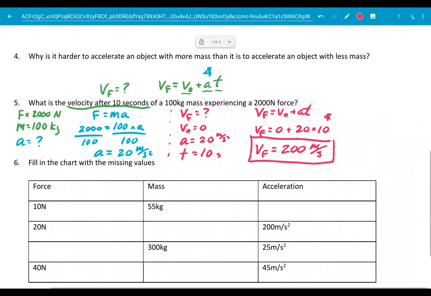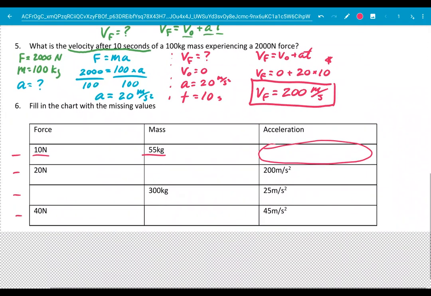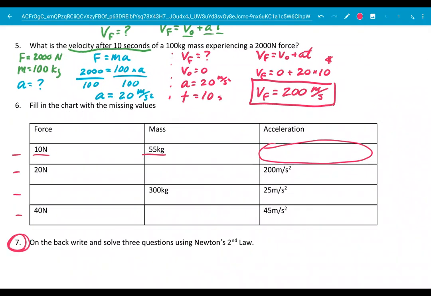Okay. Down there in the number 6, I give you 2 of the values and ask you to solve for the third one. So just go down row by row, okay, as you're going down through there. Practice using the F equals ma formula. And then please don't forget number 7 on the back, write and solve 3 questions using Newton's second law.